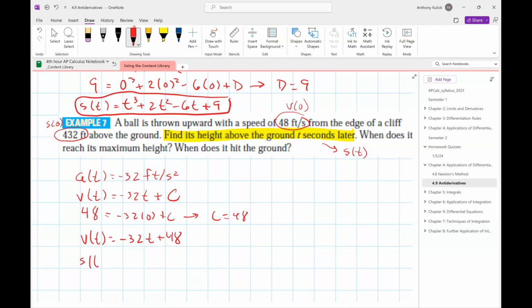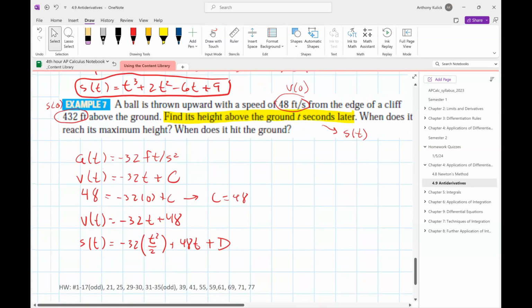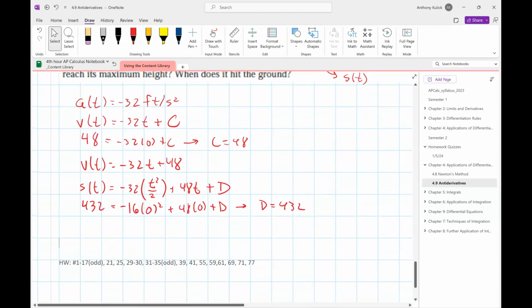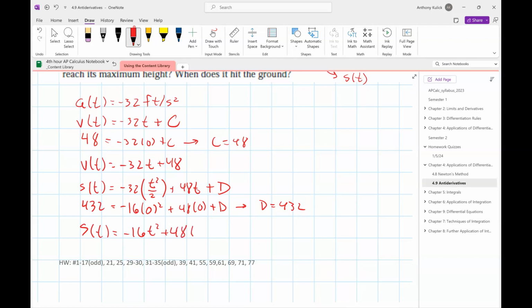Now let's anti-differentiate that. The antiderivative of t is t squared over 2, and the antiderivative of 48 is 48t. And then we have plus our constant. Plug 432 in, and 0 in for t. So d is 432. So our position function is negative 16t squared plus 48t plus 432. That's the first part. Everybody feel good with how we got to there?